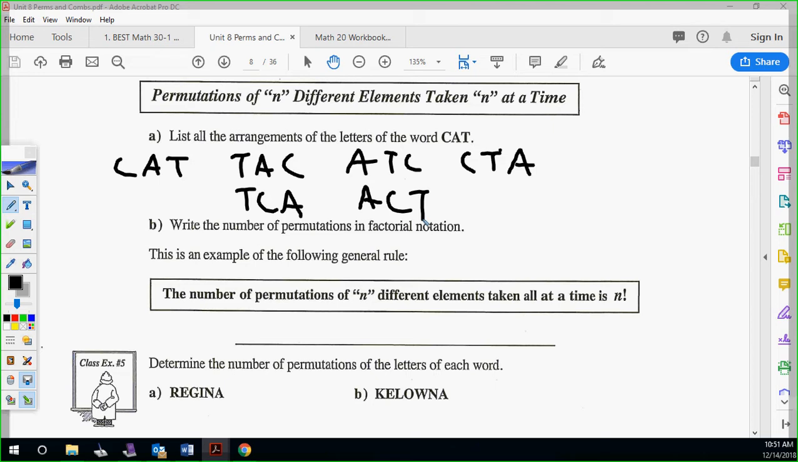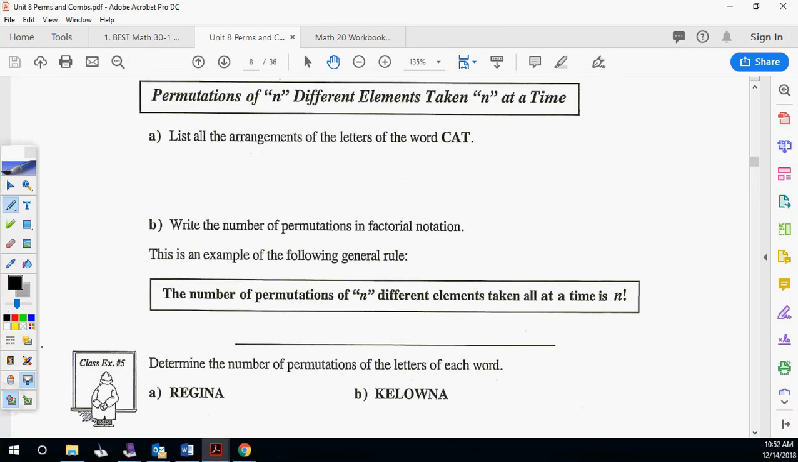Write the number of permutations in factorial notation. So we got 6, right? 3 factorial. 3 times 2 times 1, right? Is what? 6. We have 3 letters. 3 factorial, how many ways we can arrange those letters? So there's 6 ways. Right. Okay, any questions on that? So we're going to stay basic with that, and then we're going to talk about distinguishable in a little bit.